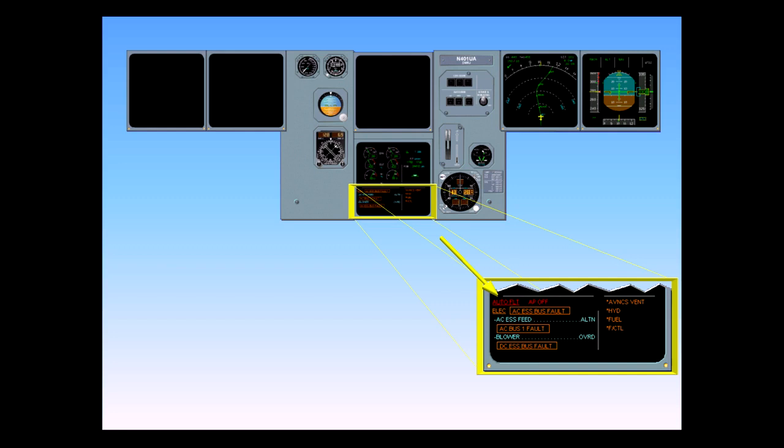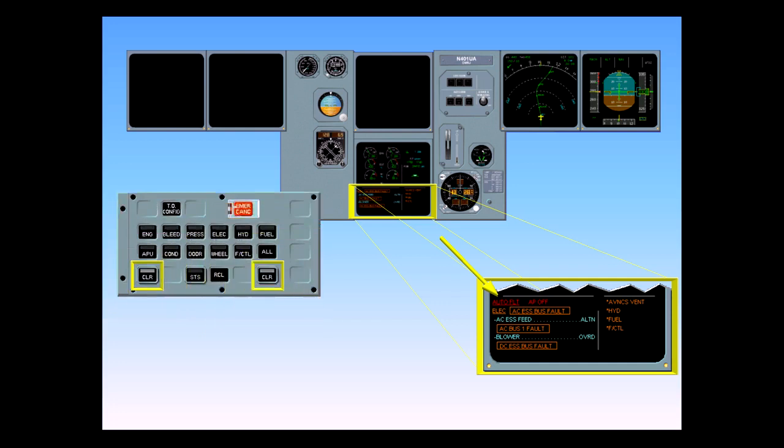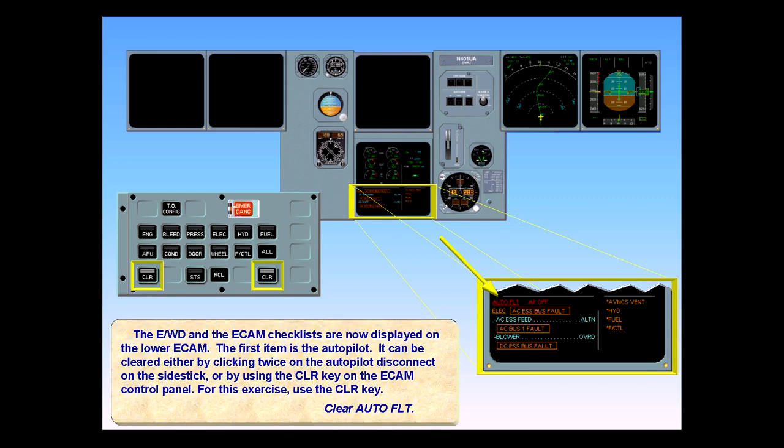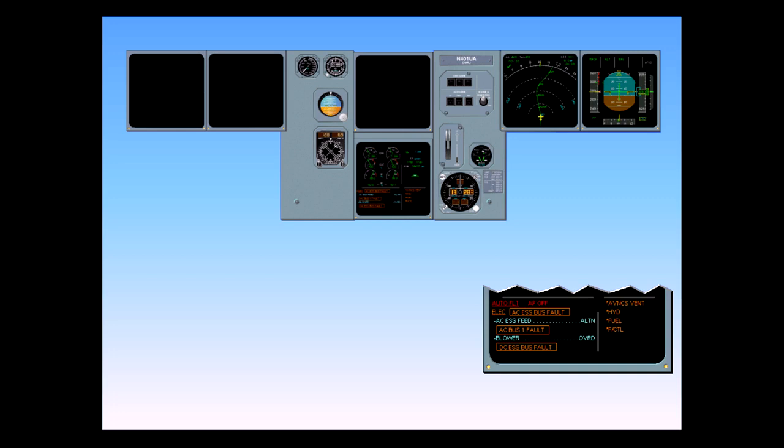The first item is the autopilot. It can be cleared either by clicking twice on the autopilot disconnect on the side stick or by using the clear key on the ECAM control panel. For this exercise, use the clear key. Clear auto flight. The first item, autopilot, has disappeared.